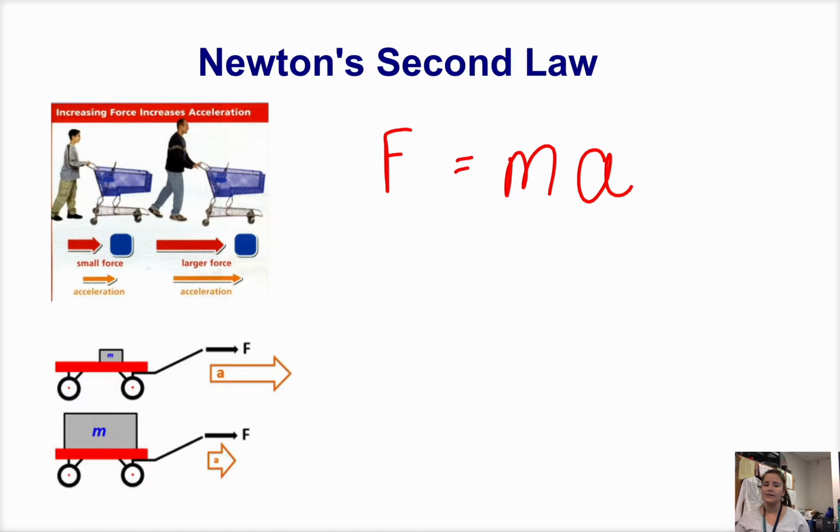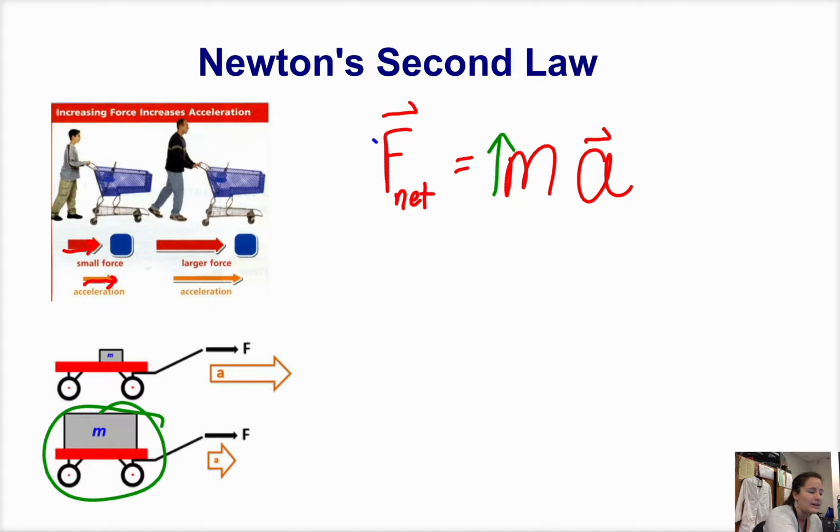Okay? If we get a little bit more specific, the force vector of the net force, which means the amount of unbalanced force on an object, equals the mass of an object times the acceleration vector. Basically, if you apply a small force onto a body, you're going to get a small acceleration. Where if you increase the force that you apply on a body, you are also going to increase the acceleration. Looking at it from another perspective, if we have a bigger object, one with more mass, we're going to need more force in order to get the same acceleration.